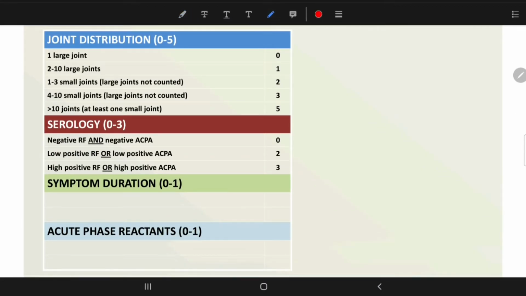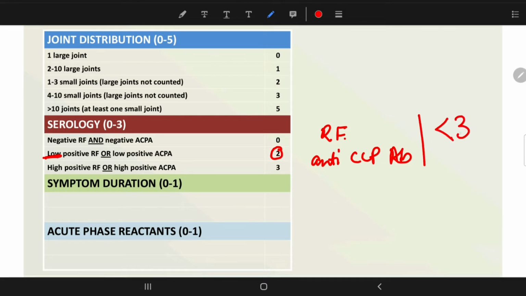Now serology is a very simple subject. Two serologies are considered: rheumatoid factor, and secondly anti-CCP antibody. These 2 tests are to be done in every patient, and it is given a score of 2. The starting score is 2, not 1. Okay, remember this. 2 is given when the serology is positive, but it is a low positive. When do we see a low positive? When the titers are less than 3 times the upper limit. If they are less than 3 times, it is given as a low positive value.